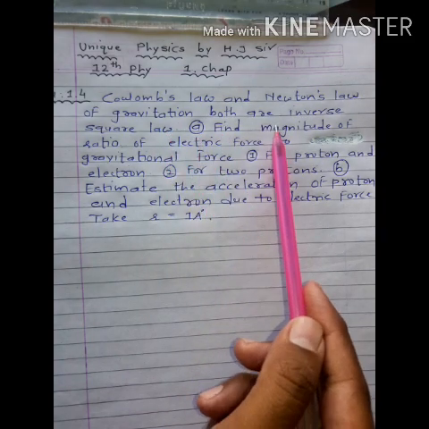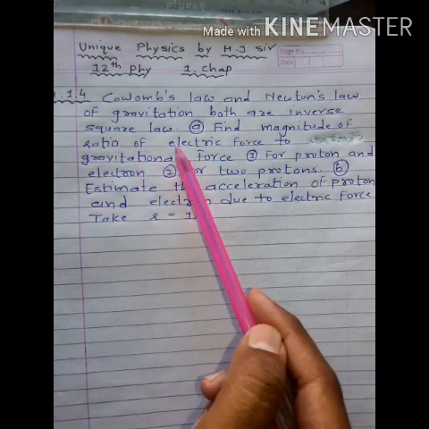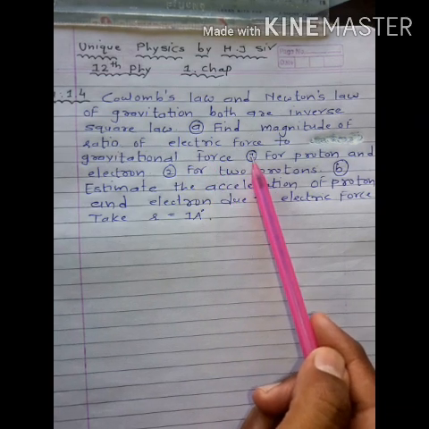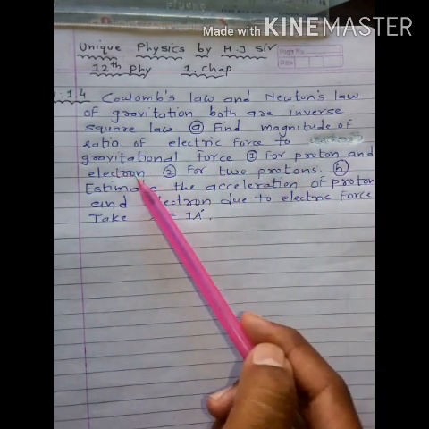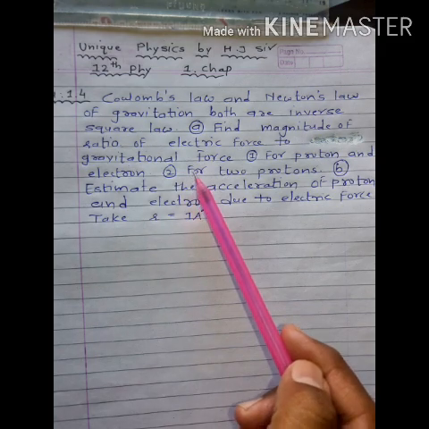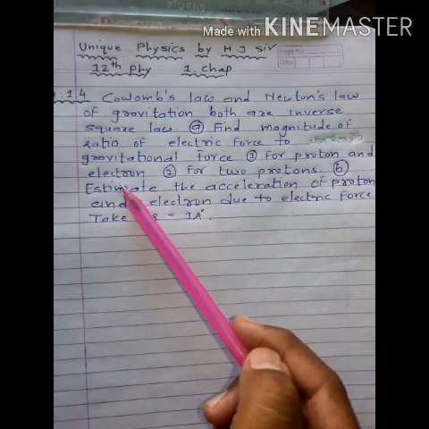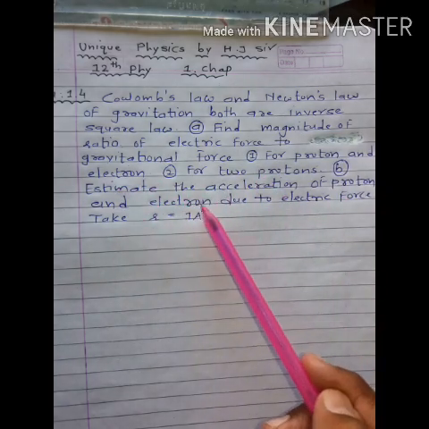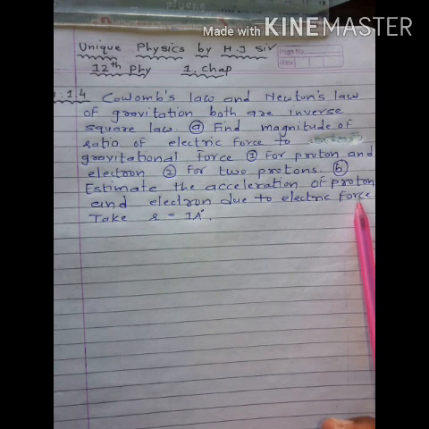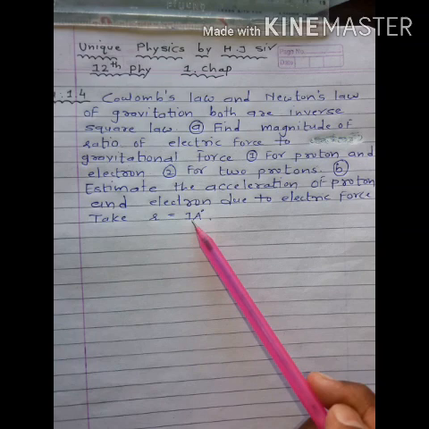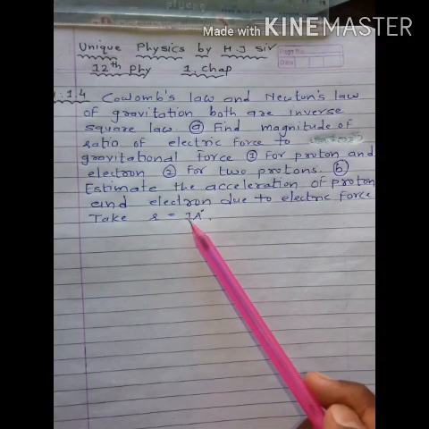A. Find the magnitude of the ratio of electric force to gravitational force, number 1 for a proton and an electron, number 2 for two protons. Question number B. Estimate the acceleration of a proton and an electron due to electric force. Now here the distance between them, r, is equal to 1 angstrom. 1 angstrom means 1 into 10 raised to minus 10 meter.